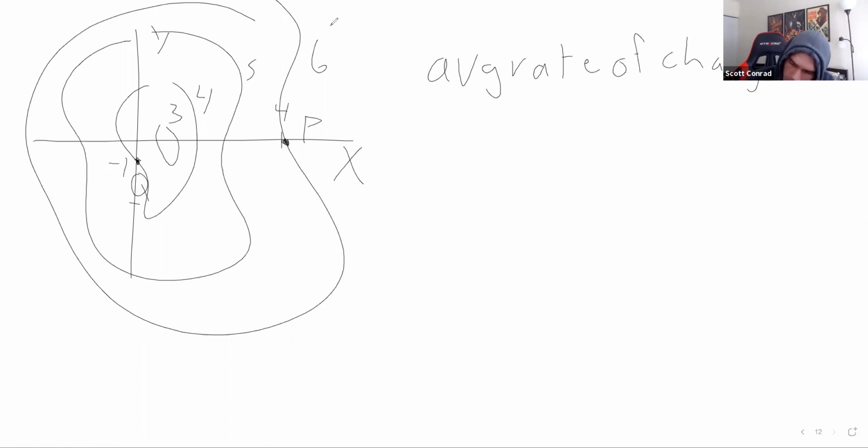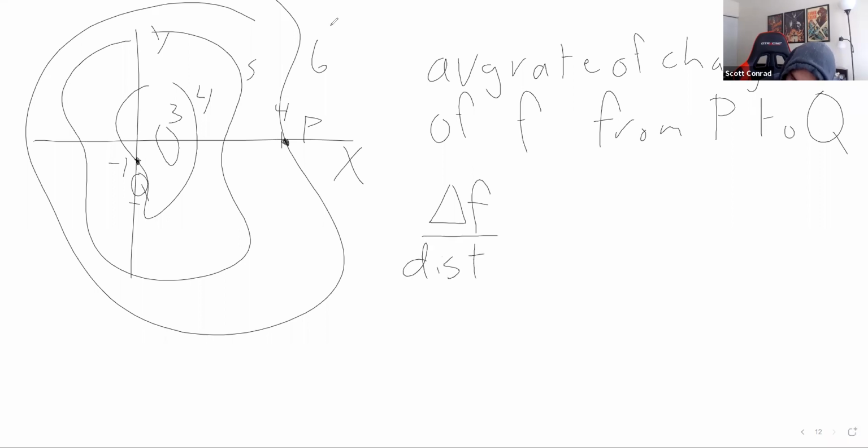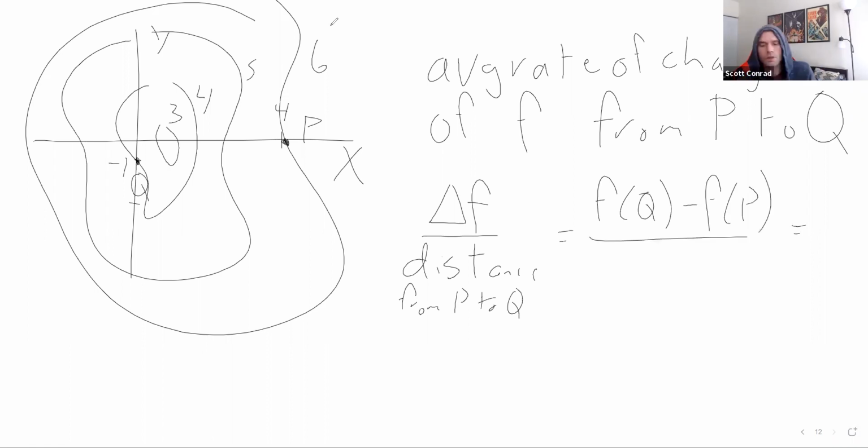So what's the average rate of change? So these are the level curves for our function f. Of f, from p to q. So we look at the value of f where we end minus the value where we start at. What's the value of f at the point Q? Well, we look at what level curve Q lies on. What is that? What is the value of f at Q?